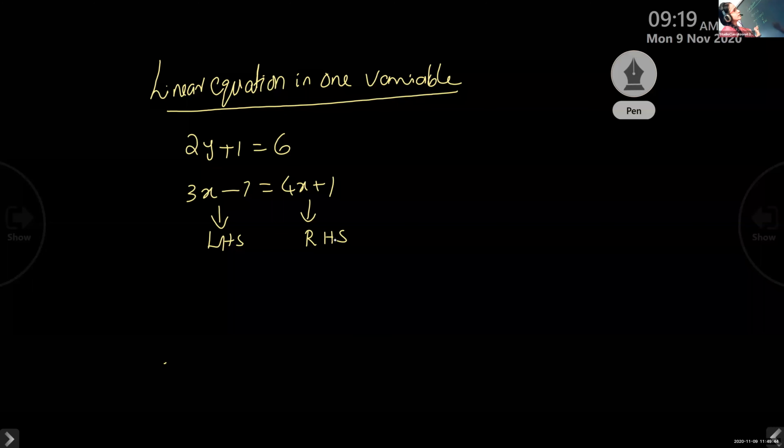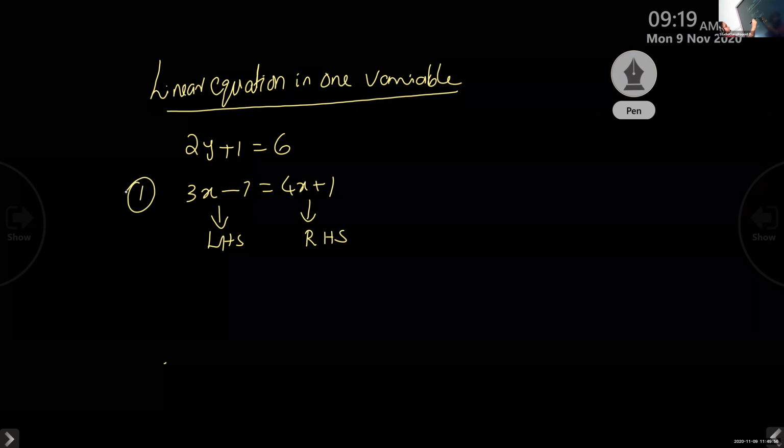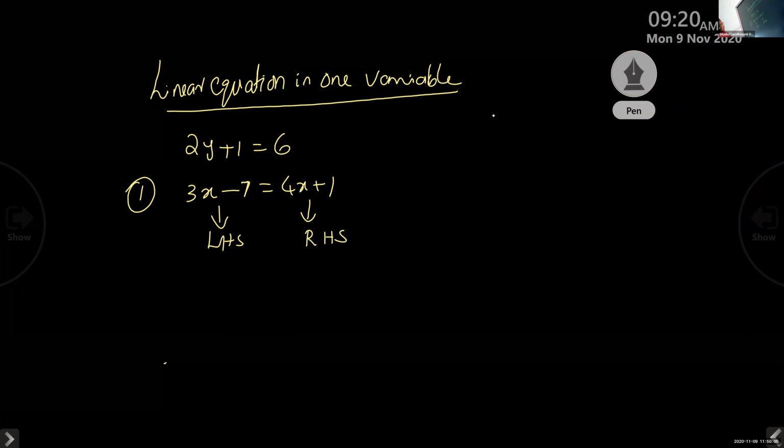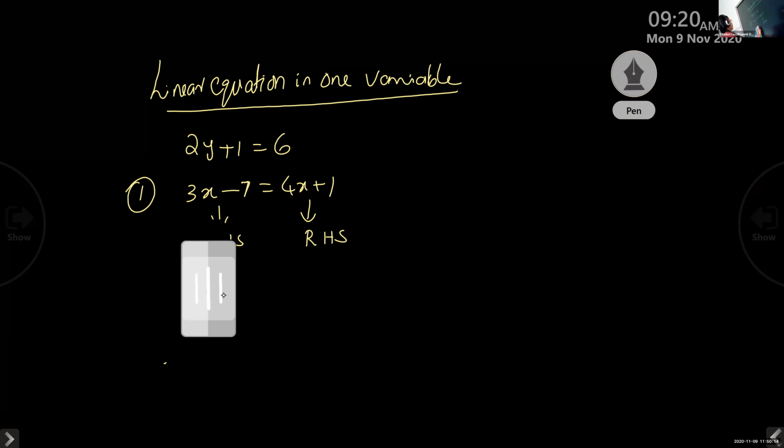Did you write the LHS and RHS the last day? No, ma'am. So, okay, write this equation: 3x minus 7 equal to 4x plus 1. Write that equation and mention which is LHS and which is RHS. 3x minus 7 is LHS and 4x plus 1 is RHS.